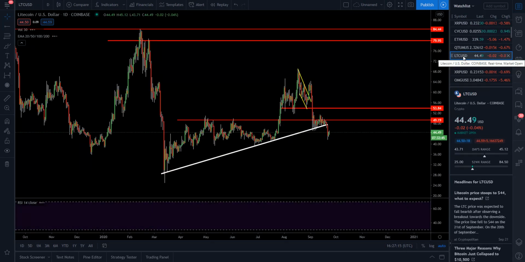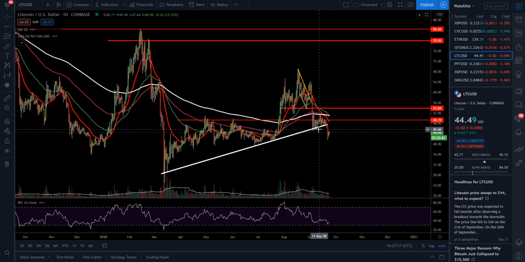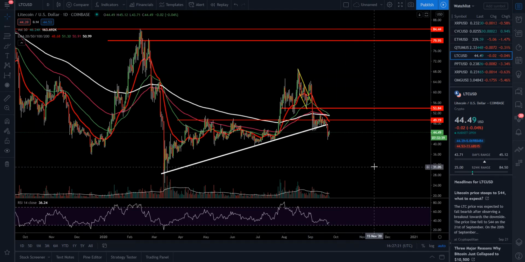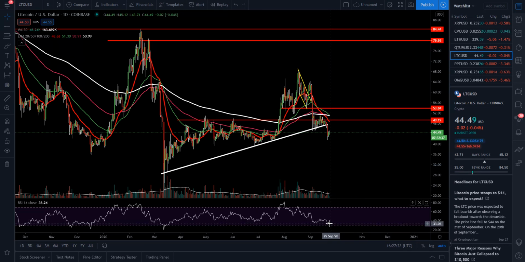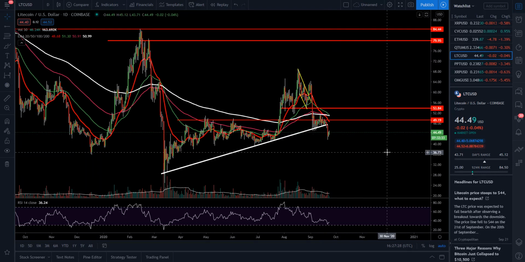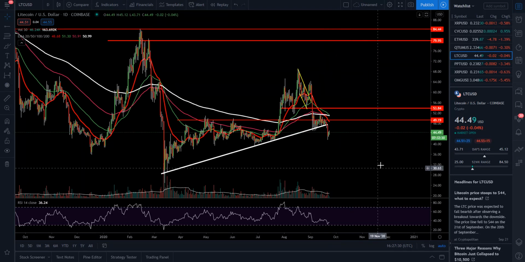Litecoin's at $44.49. We have dropped down through my white trend line here. That's not a good sign, guys, and it came on heavy volume. Okay, in terms of the RSI now, what we're trying to do is find a little bit of divergence here in terms of the price and the RSI. We want to see a little bit of strength, a little bit of volume coming in.